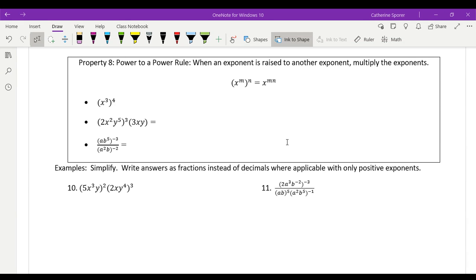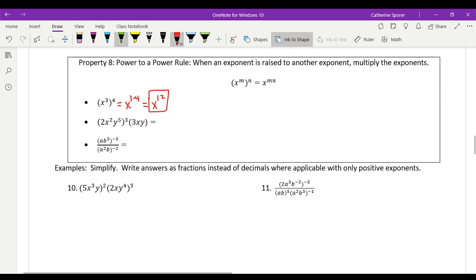Property 8 is the power to a power rule. So when an exponent is raised to another exponent, you multiply the exponents. So x to the m to the n power turns into x to the m times n. So x to the third to the fourth power turns into x to the 3 times 4. So that's x to the 12th.